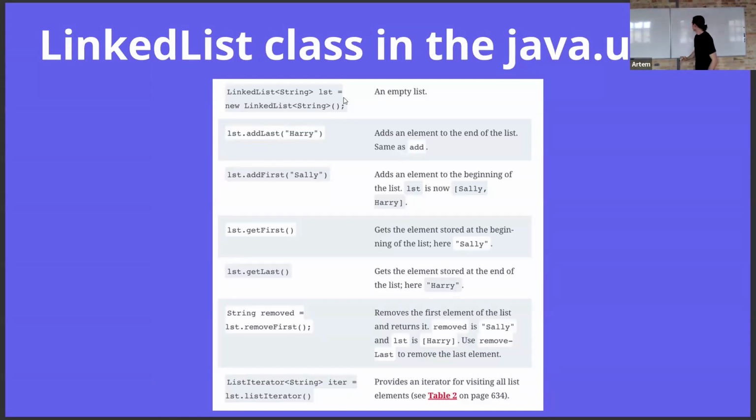So first operation, we're creating an empty list. Then we add last, Harry. We don't have any elements, so when we're adding the last element, actually we're adding the first one as well.